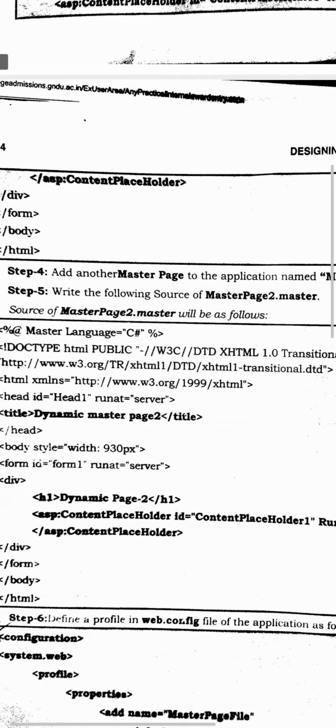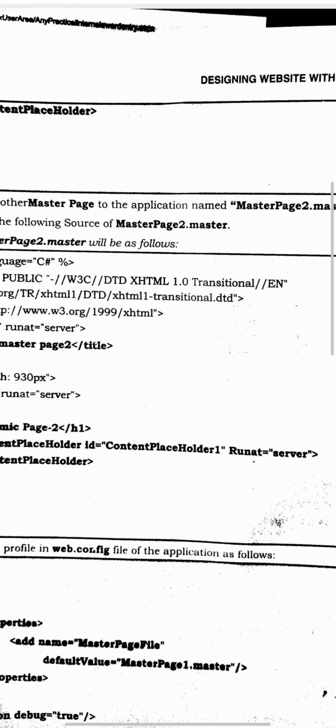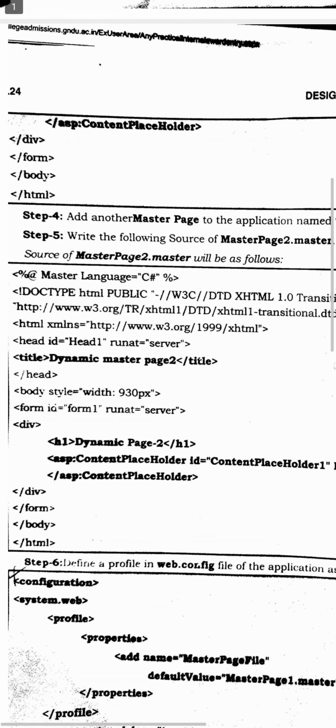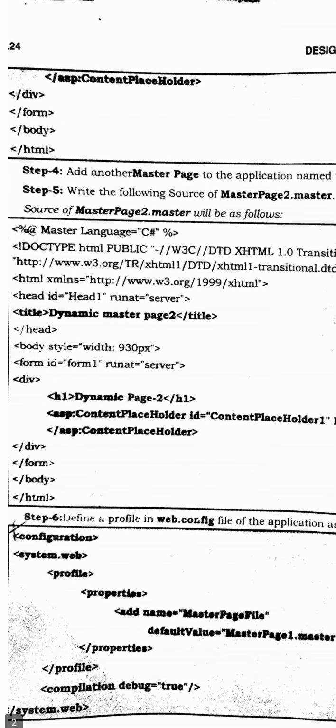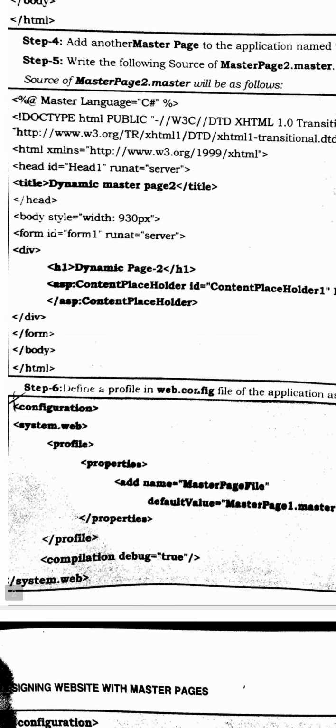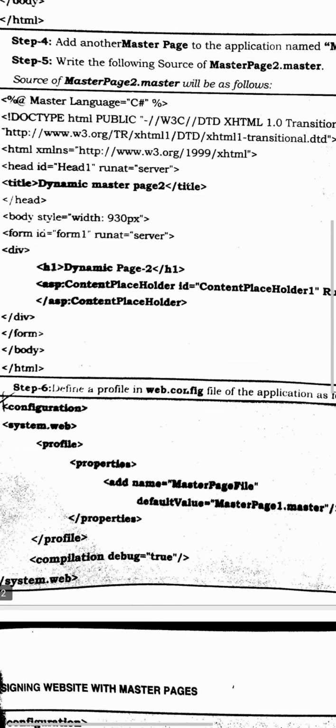Then again add another master page, name it master page 2. Now we will write master page 2's coding. What will be the coding? Again the same coding. That is, we'll take heading h1 and we'll write dynamic page 2. We are taking one content placeholder, and its name is content placeholder 1.